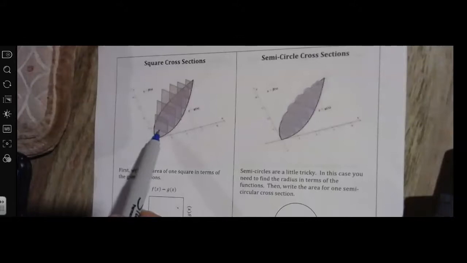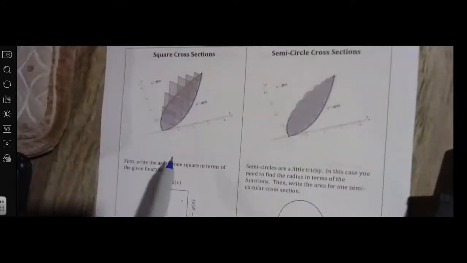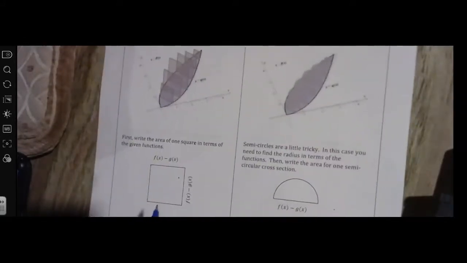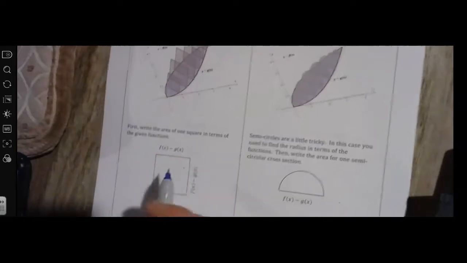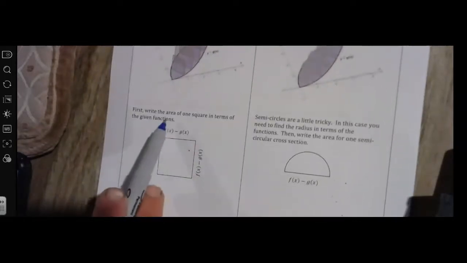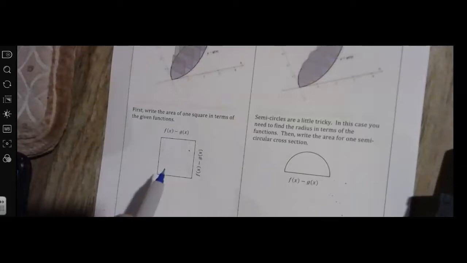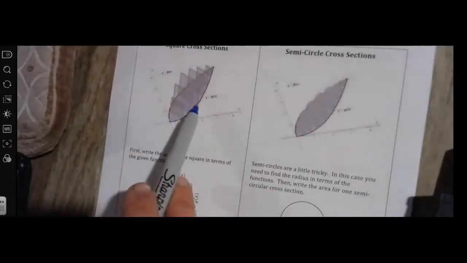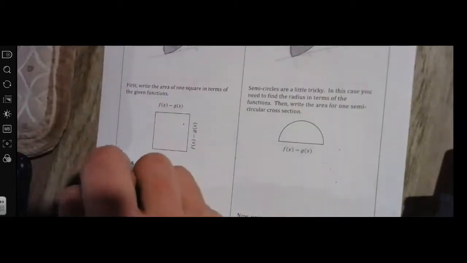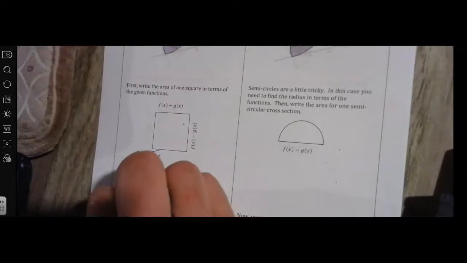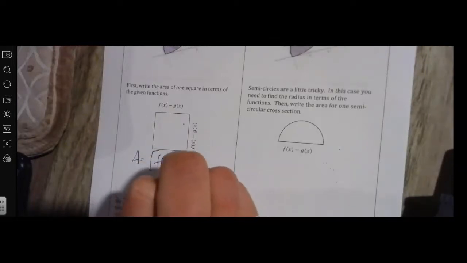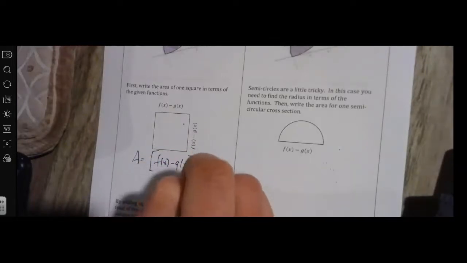So if we have these square cross sections, perpendicular with respect to the x-axis, then this one says we're going to write down the area of a square in terms of the given functions. Well, we have f of x on the top and g of x on the bottom. So we're going to be subtracting f of x minus g of x. That's the same on both sides because it's a square. So therefore, our area is going to equal f of x minus g of x quantity squared.